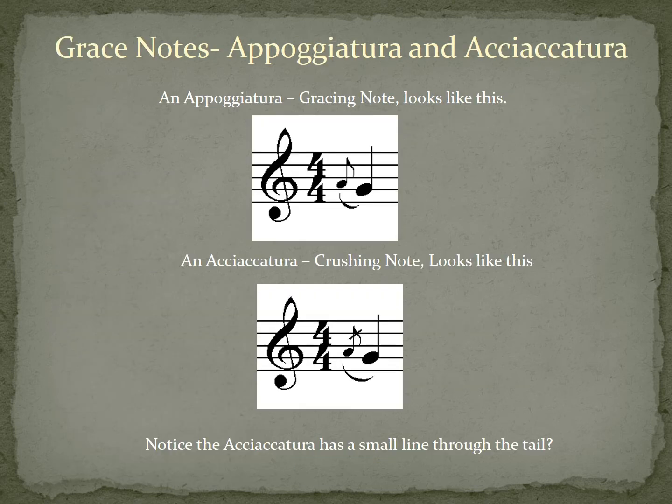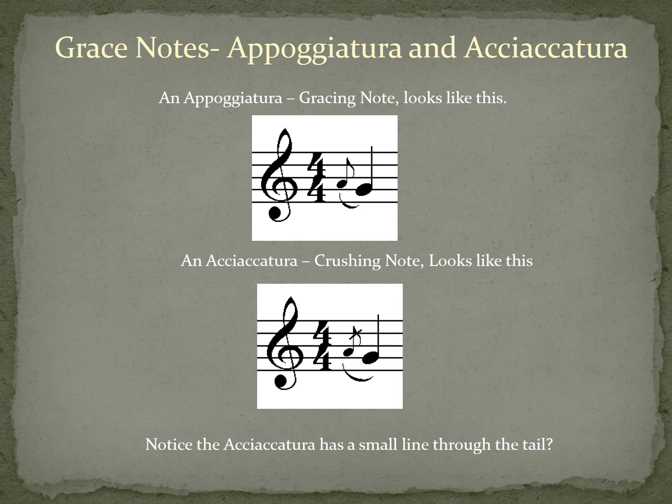Now we're going to deal with ornaments that are known as grace notes. The correct names for these are the Appoggiatura and the Acciaccatura, Italian words. The Appoggiatura is referred to as a gracing note. However, the Acciaccatura, a grace note, is something that is really a little bit off-putting in the very label, and it's usually referred to as a crushing note.